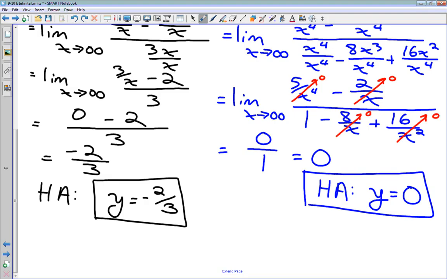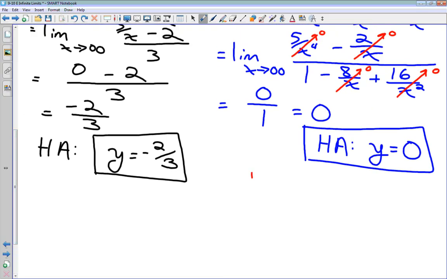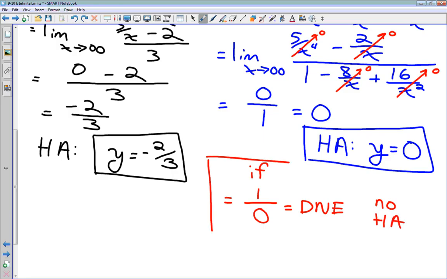Now, what if this had worked out to be 1 divided by 0? Can I do 1 divided by 0? Now everybody's shaking their head no. Yeah, you can't do that. This does not exist. So if you ended up with something like that where you're dividing by 0, you would say that there was no horizontal asymptote. And there we are.